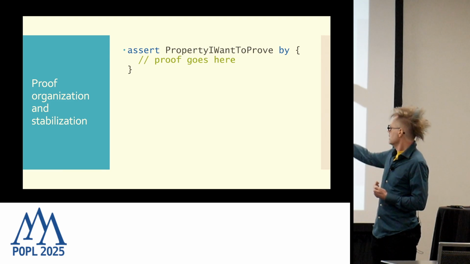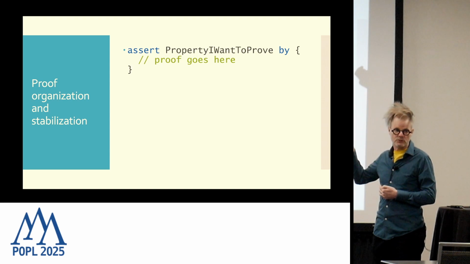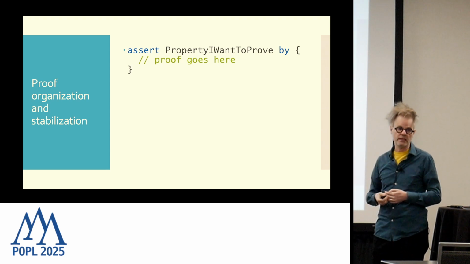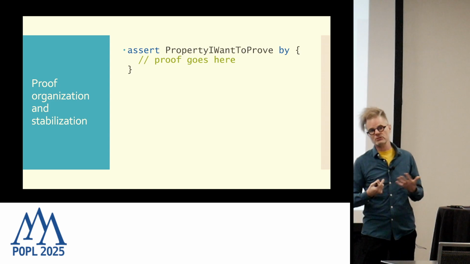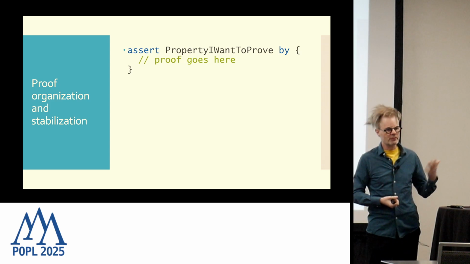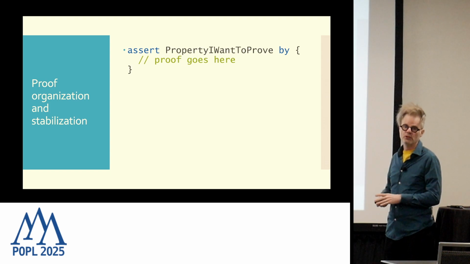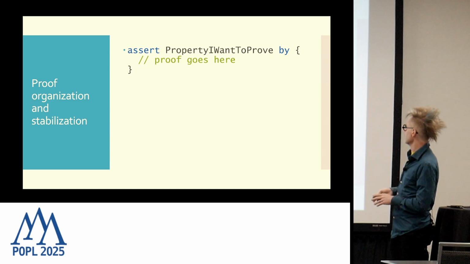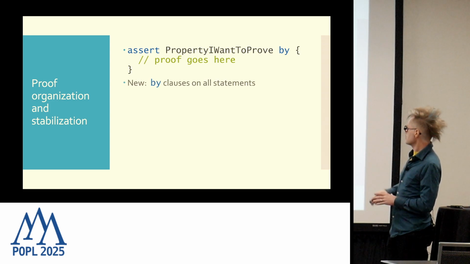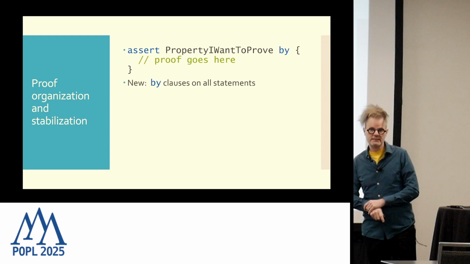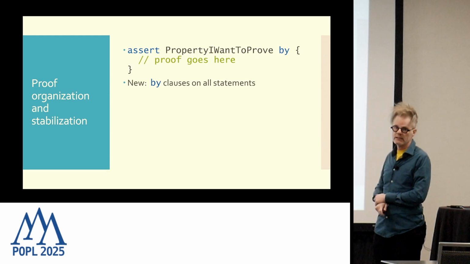So whatever proof details or things that you need to pull in to prove this property are essentially the proof of a lemma that happens elsewhere, so that they don't confuse the verifier any further. So this was a good idea. So this idea has been extended to all statements of the language.